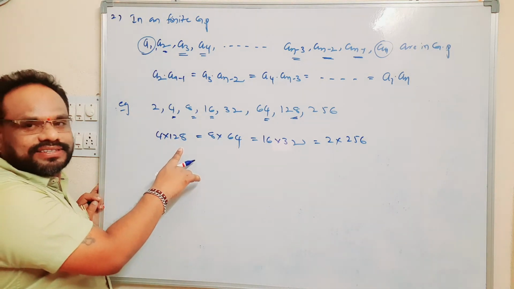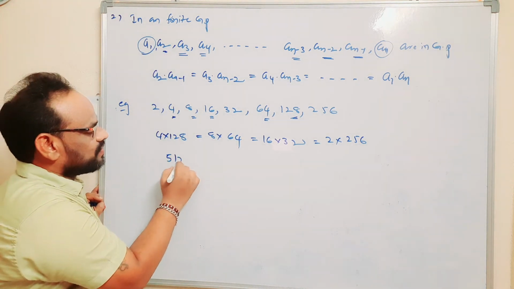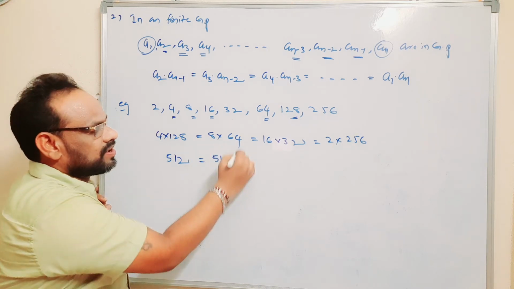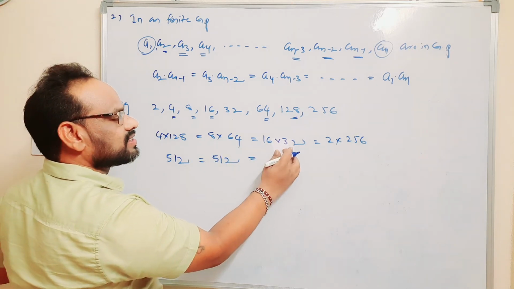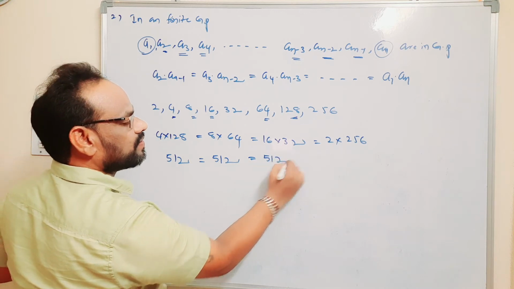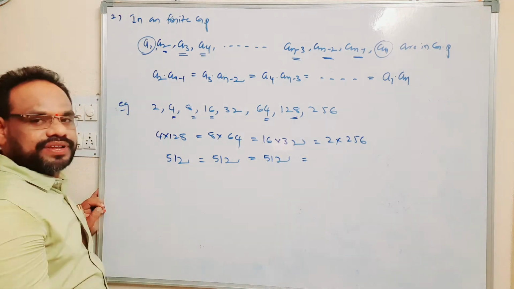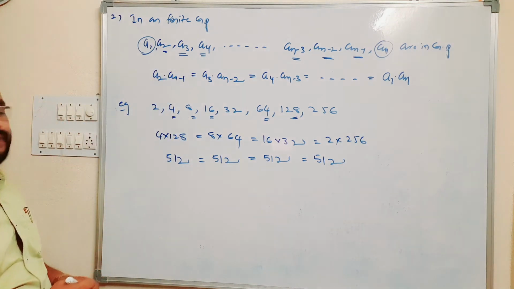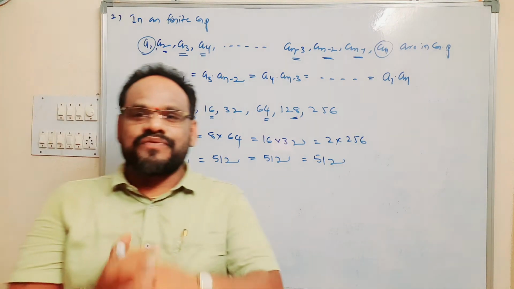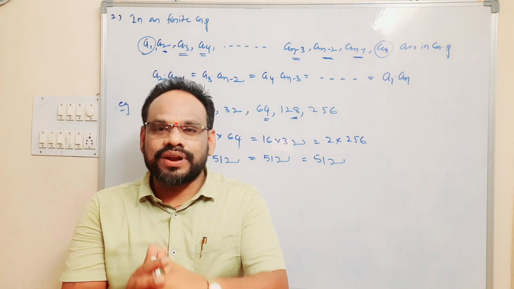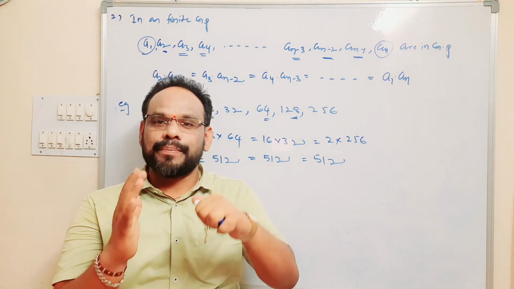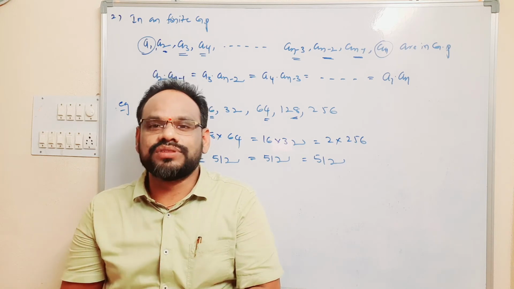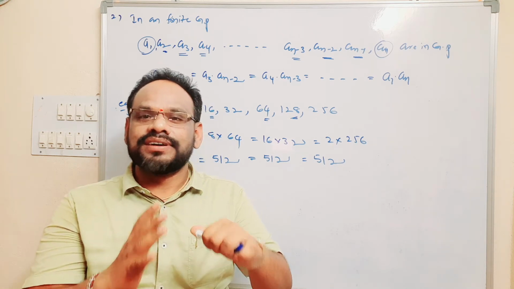4 × 128 is 512, which equals 8 × 64. Here also, 512 is the same as 16 × 32. Here also 512, and 2 × 256, that is also 512. So that's why in a finite GP, the product of the terms which are equidistant from the beginning and end is always the same and is equal to the product of the first and last term.